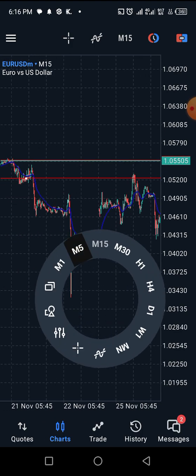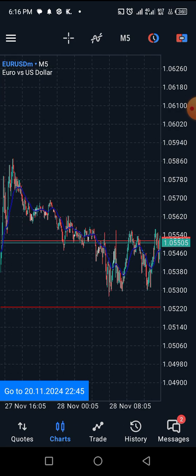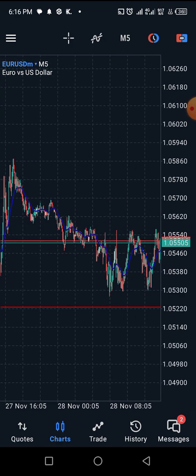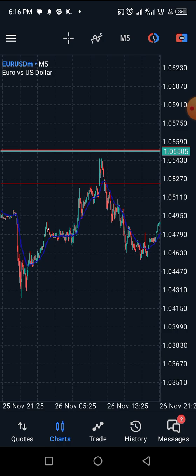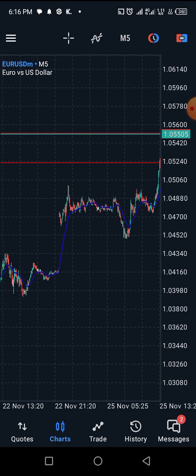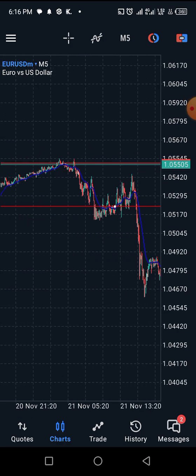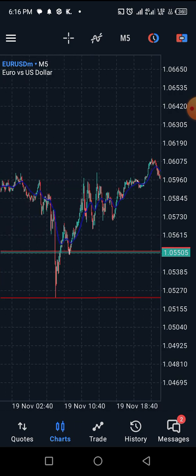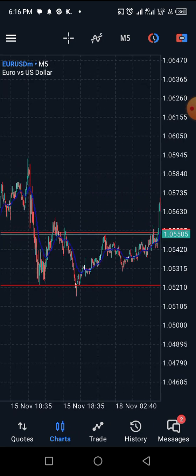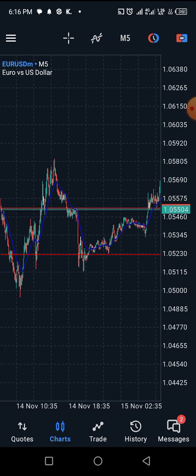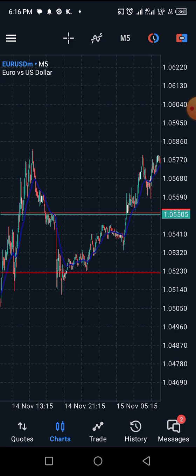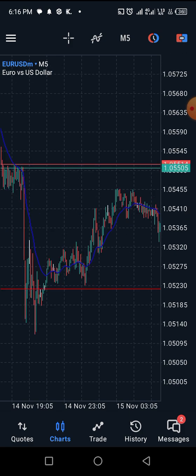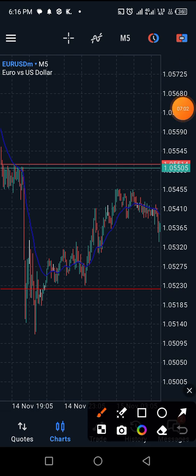Now, if we go to our 5-minute time frame, let's take a look at what happened in the history when price was reacting in that area. We can see that every time price reacts, immediately it crosses. This is called the trend carrier. The 20-period moving average is called the trend carrier.